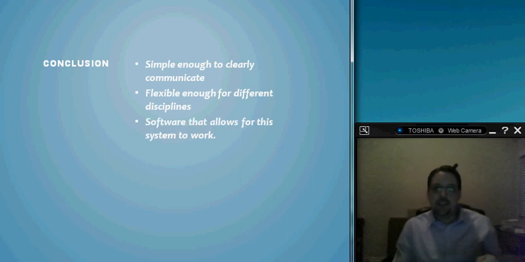And then we also need to create software that allows the system to work, for instructors to be able to rate their courses, and then for students to come along and be able to agree with those ratings or rank them. That's going to be for future exploration. I hope to be able to study this and set up some studies to see how this will work.